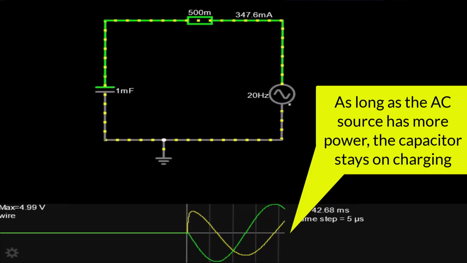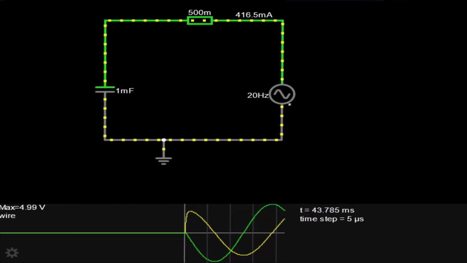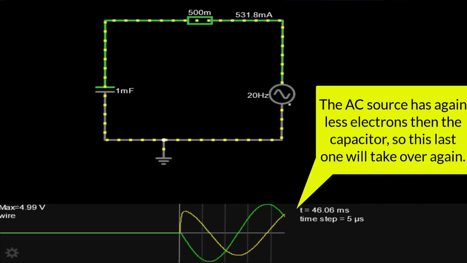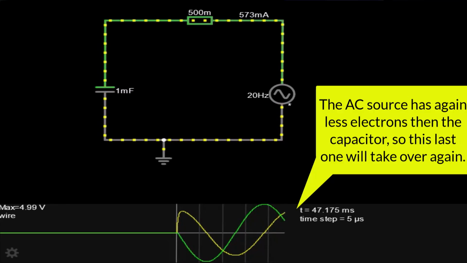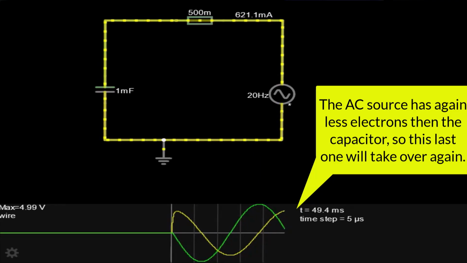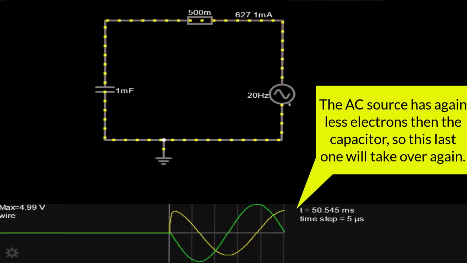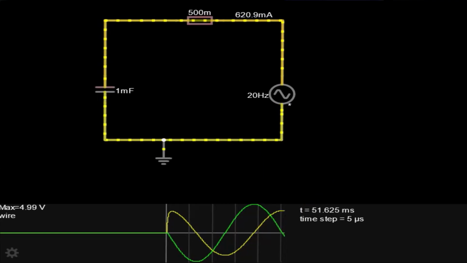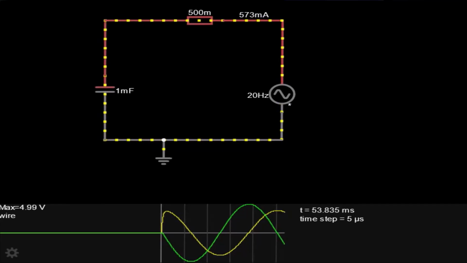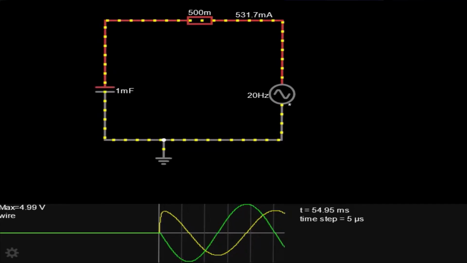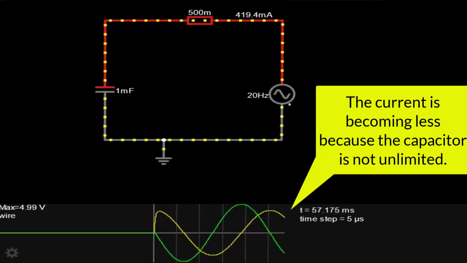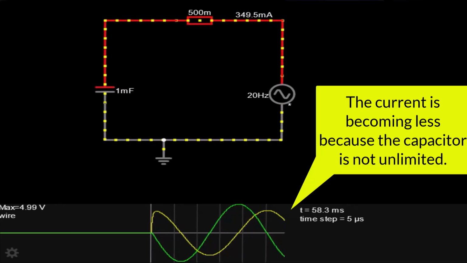At this point the source is losing its power, and at the same time the capacitor is helping. It has a lot of electrons, the source has fewer electrons, so the capacitor starts helping the source because it's going to the negative side. It is not unlimited, so after a while it has to stop giving current because it cannot give any more.